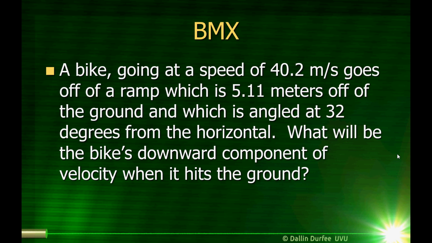Okay, let's do one more example problem of projectile motion. A bike going at a speed of 40.2 meters per second goes off of a ramp, which is 11.5 meters off of the ground, and which is angled at 32 degrees from the horizontal. What will be the bike's downward component of velocity when it hits the ground? How hard are they going to hit the ground, basically?